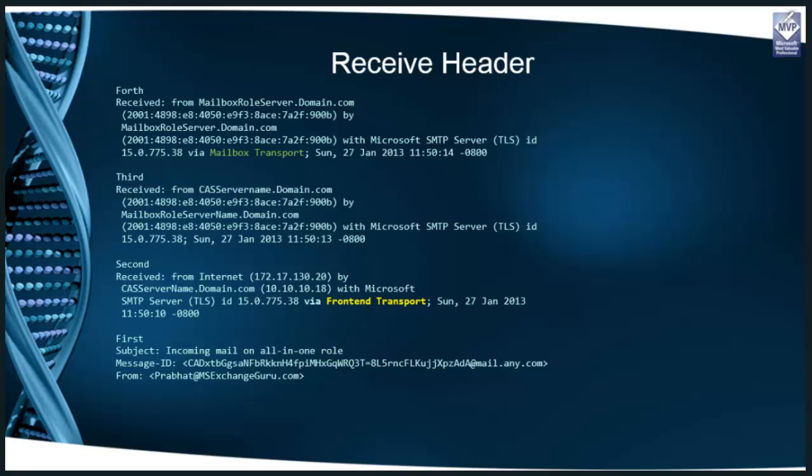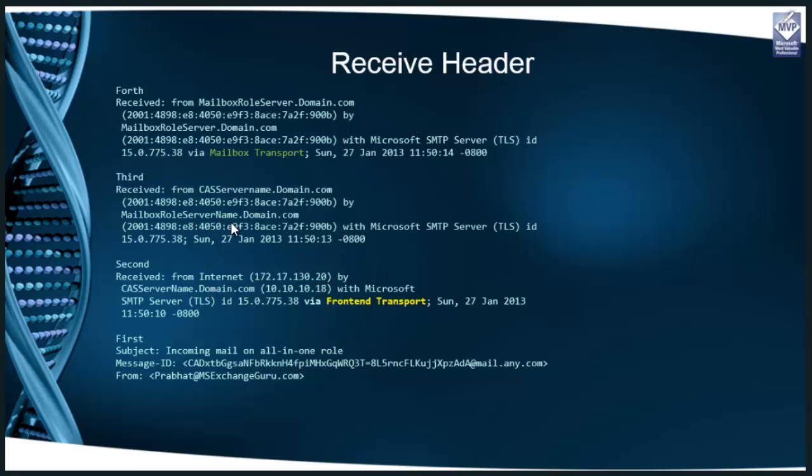The next slide is talking about the receive header. I'm giving an example of how the receive header will look if a message comes in. Let's read it from the last header, that's the way we have to read it. The last header is the first header added to the mail, so it has the subject and message ID from. The second header is the front-end transport service receiving it, and from where it received it.